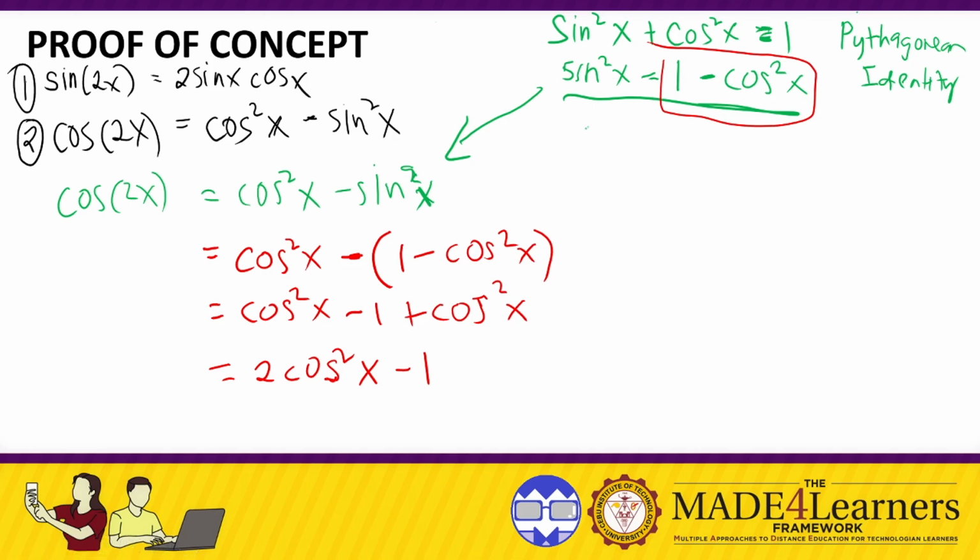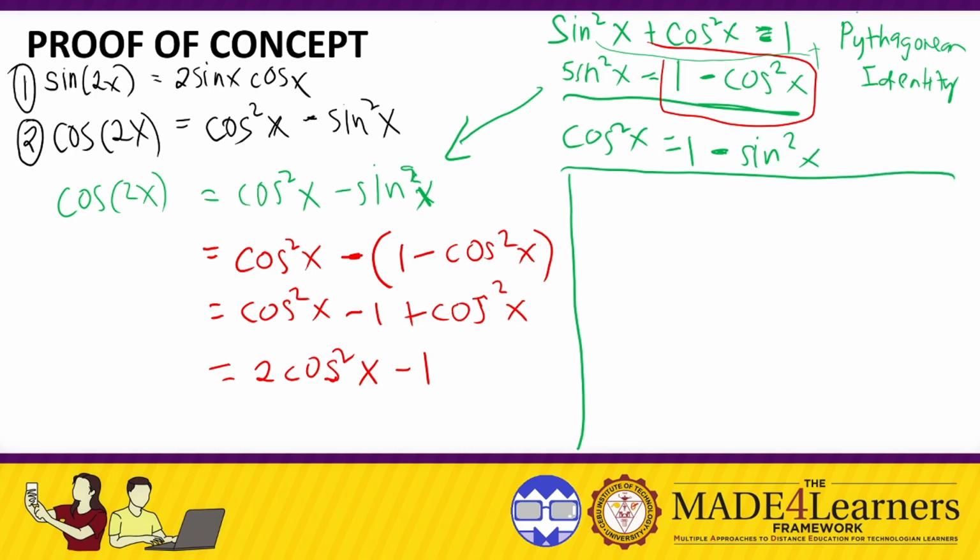have cos squared x equals 1 minus sine squared x. Okay, if we try to use the property of equality. So what if it's the cos squared x that we're going to substitute. Okay, let's try. So for the third form, we have again cos squared x minus sine squared x.